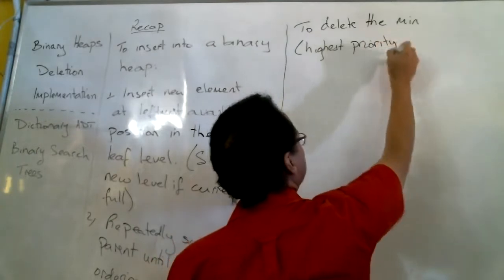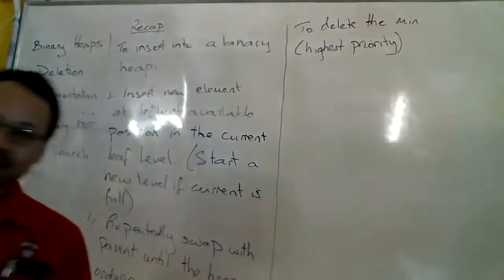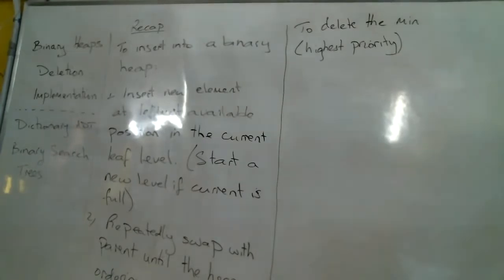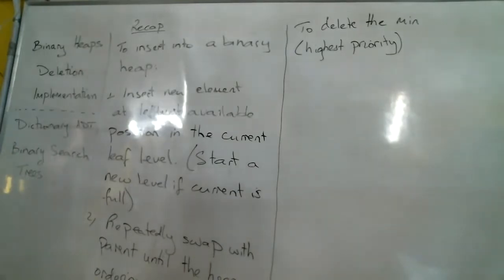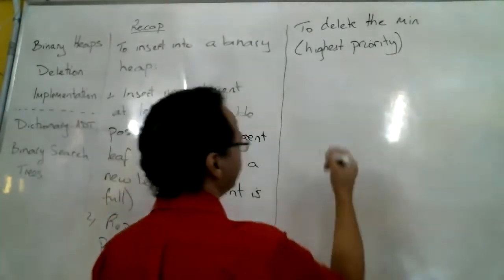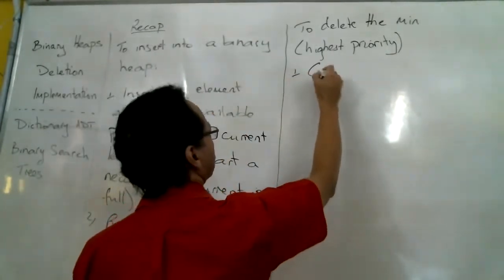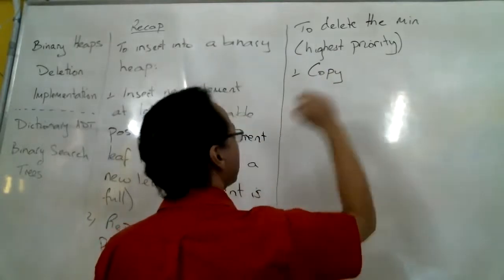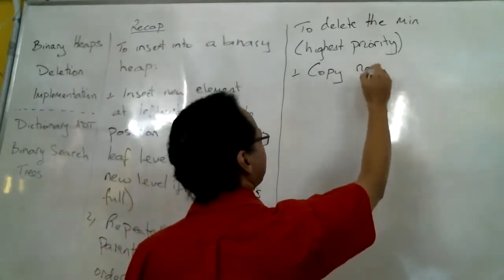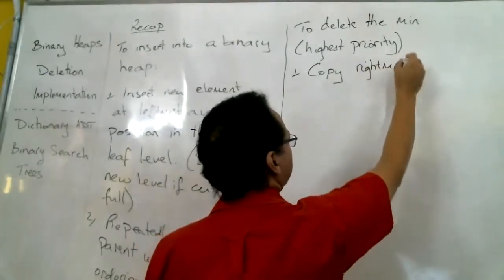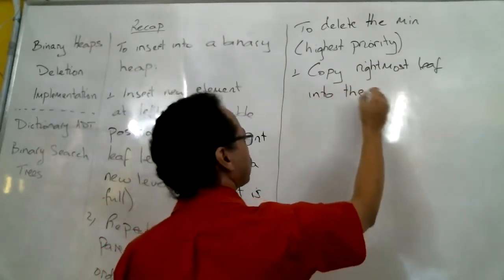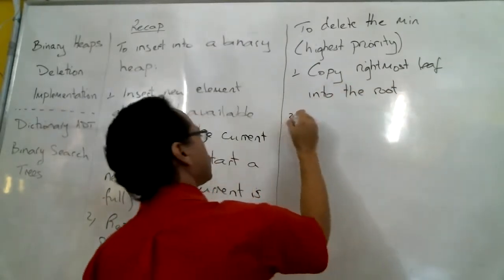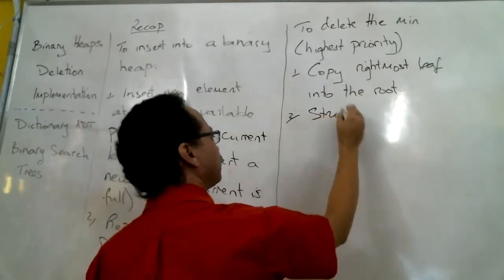If you had a priority system that made big numbers mean higher priority, then of course you'd be deleting the max. But to delete the min, we're going to execute three stages of steps really. The first step is to copy up the rightmost leaf into the root. And then structurally remove the rightmost leaf.